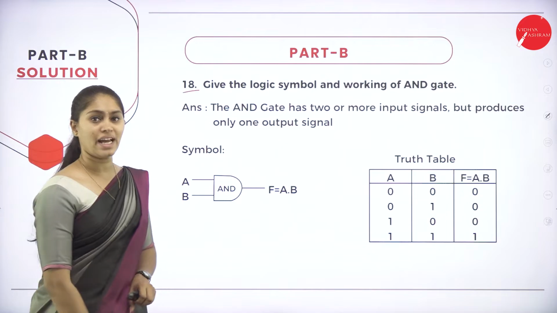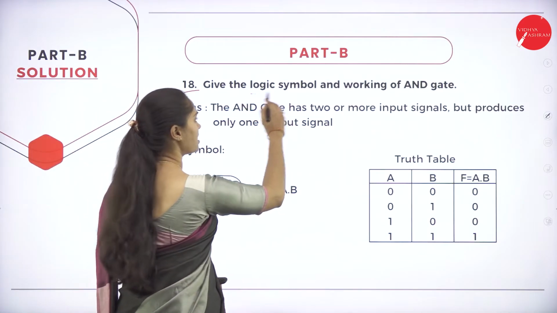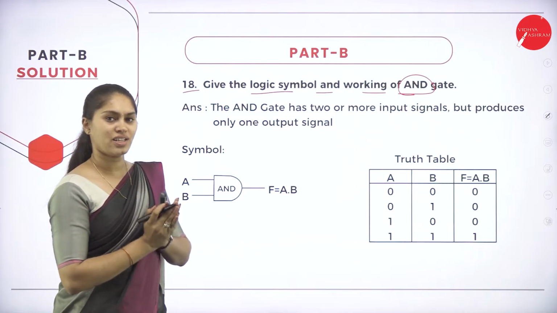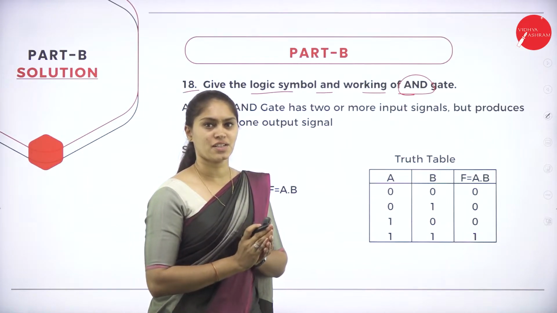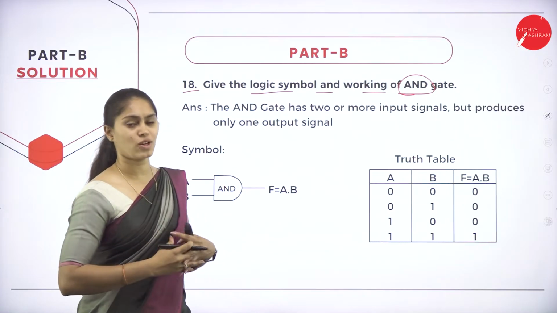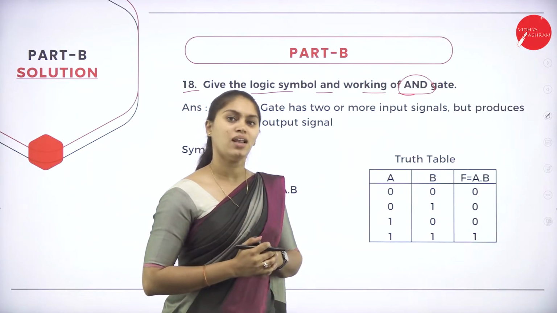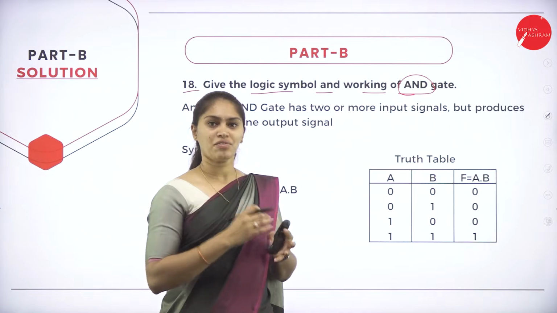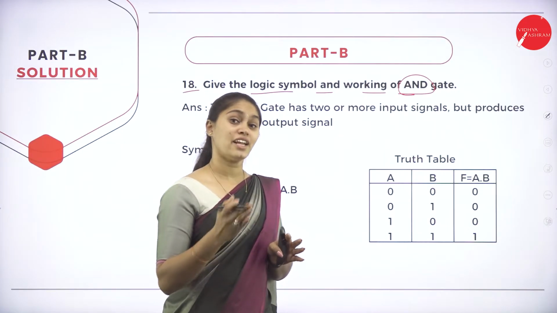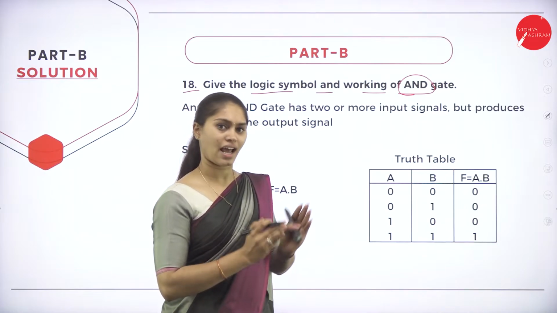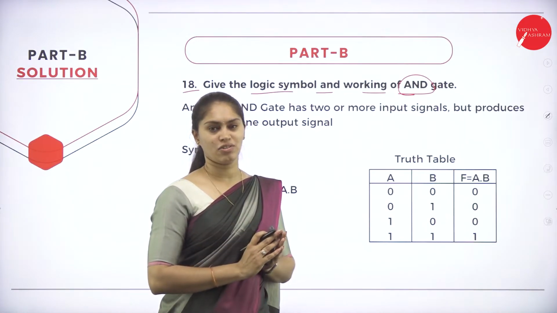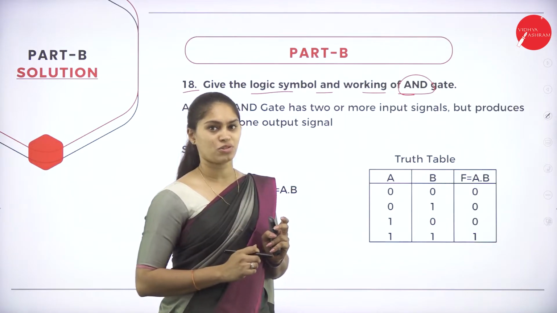That is question number 18. Give the logic symbol and working of AND gate. What is the reason for having this AND gate? As we all know, AND gate is a basic gate. This mainly works with logical multiplication. If all the input signals are high, then only it will give the resultant as high. If any one of the signals is low, then the resultant will be low. That line you have to write.